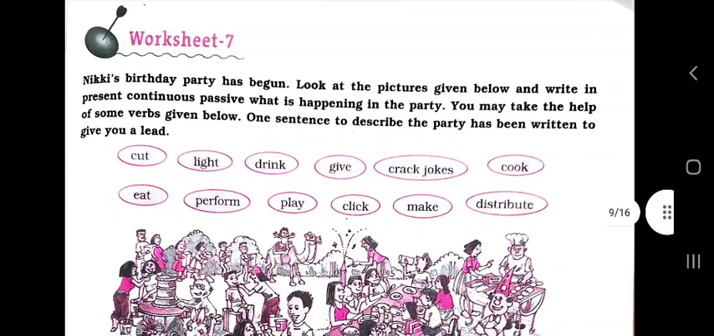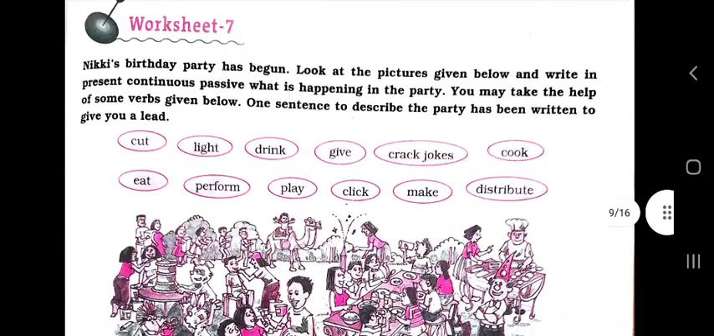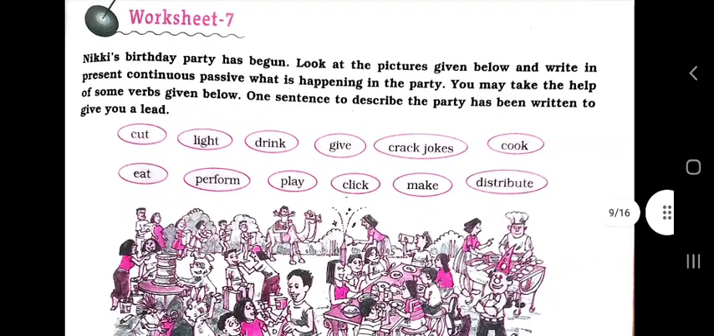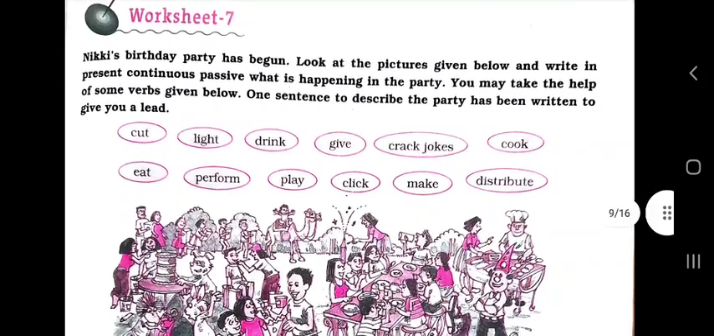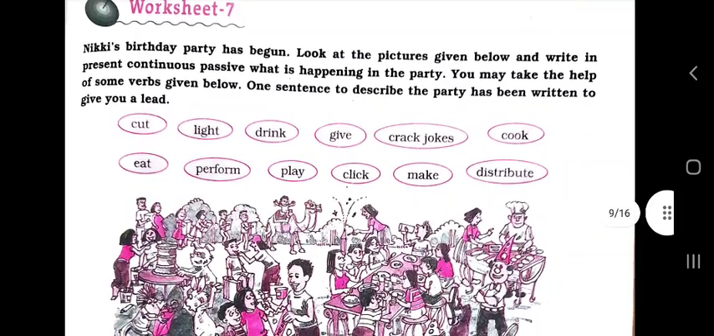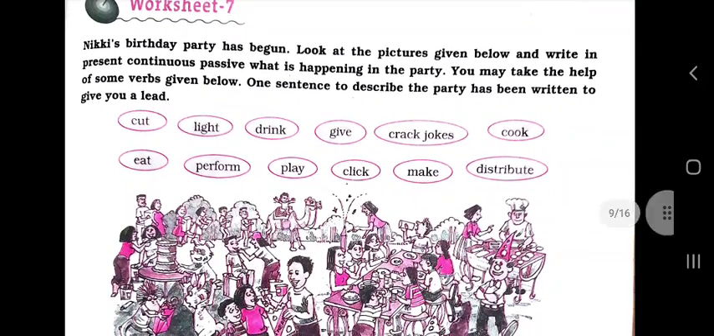Now worksheet 7. Nikki's birthday party has begun. Look at the picture given below and write in the present continuous passive what is happening in the party. You may take the help of some verbs given below. One sentence to describe the party has been written to give you a lead. Now you have to write present continuous passive.